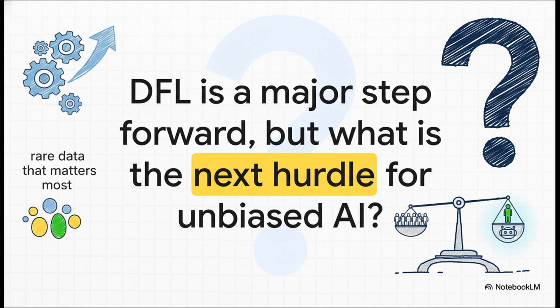It's a smarter way to teach our machines, especially when it comes to the rare stuff that so often matters most. But like any big breakthrough, it also gets you thinking about what's next. We found a better teacher for our AI. So what's the next great challenge we have to solve on this road to building a truly unbiased AI? And that's the question we'll leave you with.